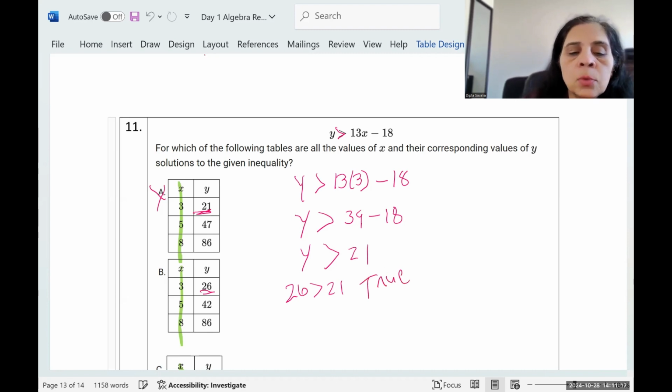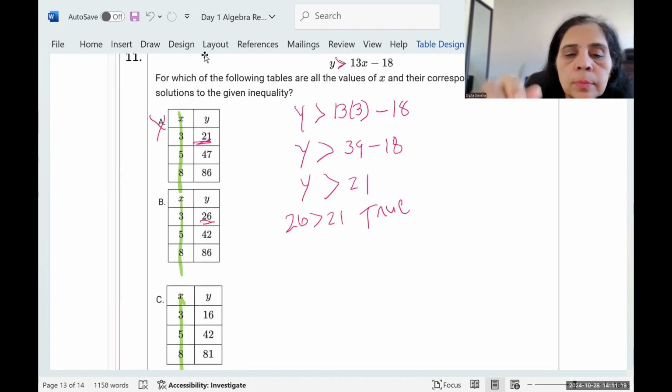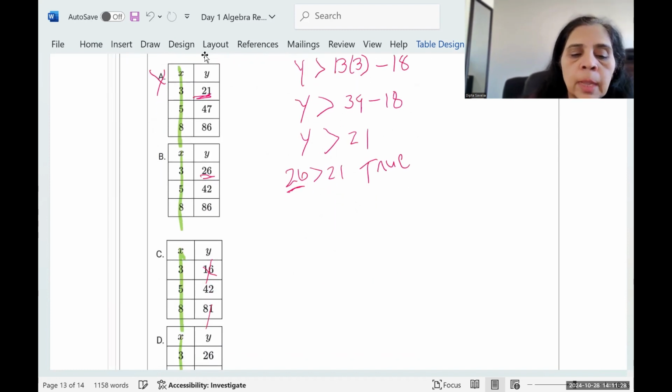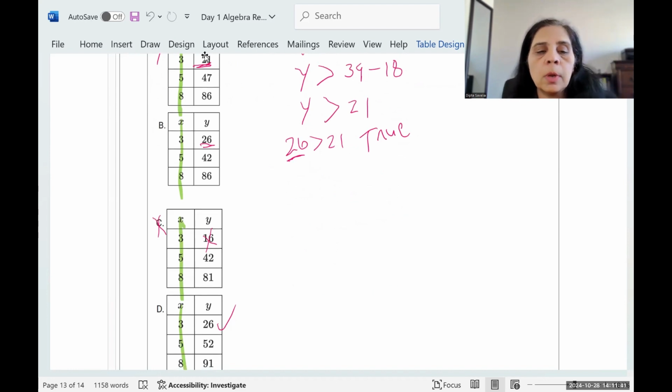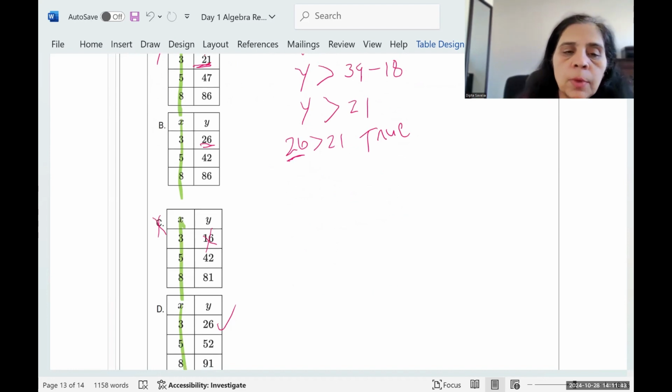So now we need to check the other tables also. I have to plug in; this number must be greater than 21. Here it is 16, so that's less than. Here it is 26. So we have the answer choice between B and D, right? Because B and D have the same Y value. So now we have to check for 5. We will check for 5, right?